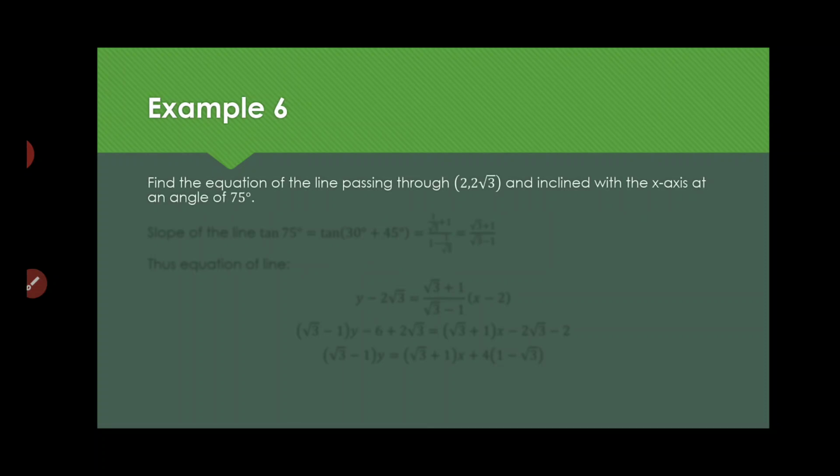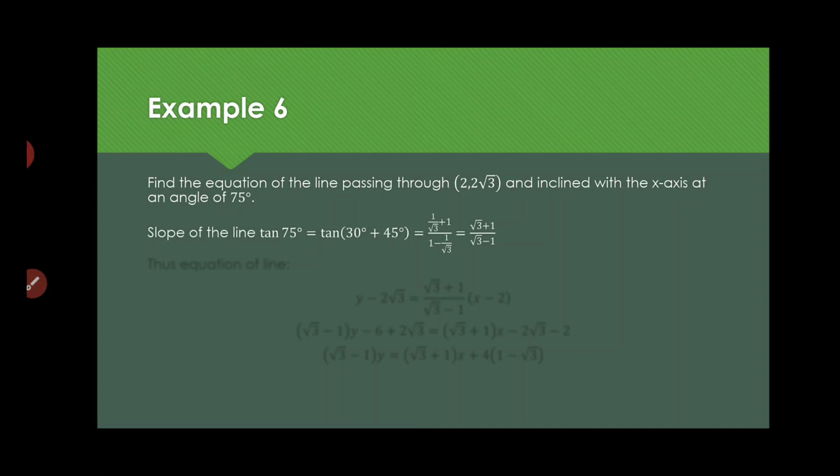Find the equation of the line passing through (2, 2 root 3) and inclined with the x-axis at an angle of 75 degrees. Now, we know if the inclination with the x-axis is given, then tan of that angle gives you the slope. So tan 75 degrees is basically tan of (30 plus 45) degrees. Use the compound angle formula: tan of (a plus b) is (tan a plus tan b) by (1 minus tan a tan b). So just put the values. Your slope comes out to be (root 3 plus 1) by (root 3 minus 1). So you got the slope.